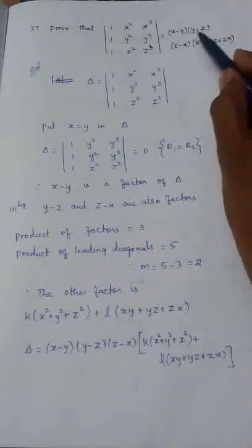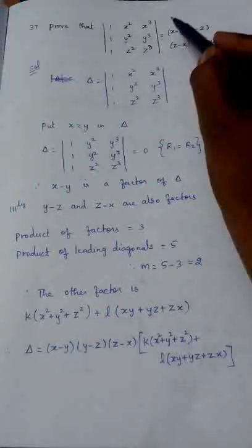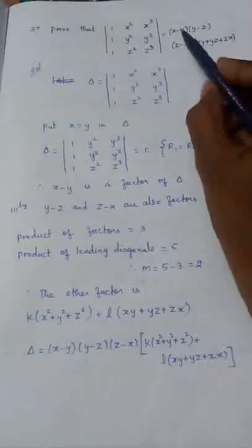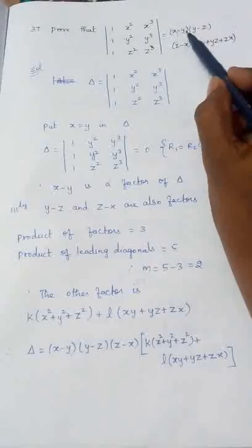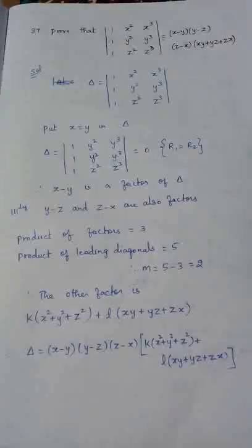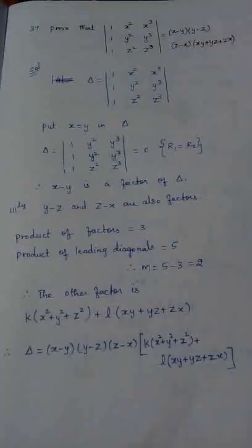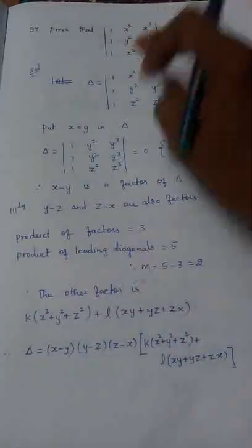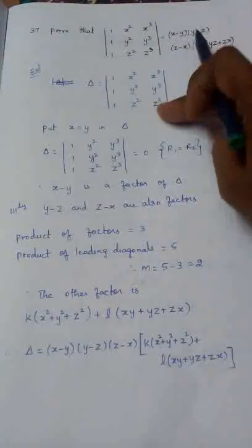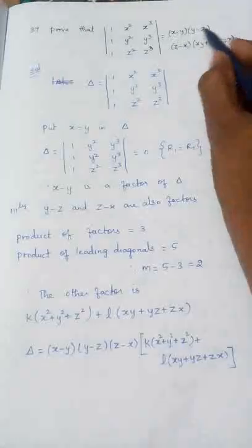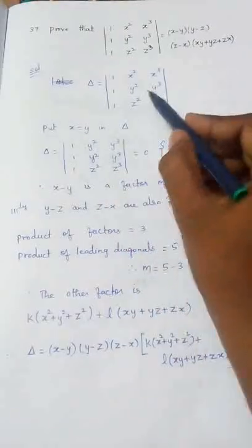X minus y, y minus z, z minus x, and xy plus yz plus zx. So by seeing this answer itself, I can decide I am going to first substitute x equal to y in the determinant. So what is the first step? First we will take the given question as delta. Yes or no? This given question is taken as delta. Delta is the determinant given in the LHS. By seeing the answer, I am going to start the first step. Put x is equal to y in delta.